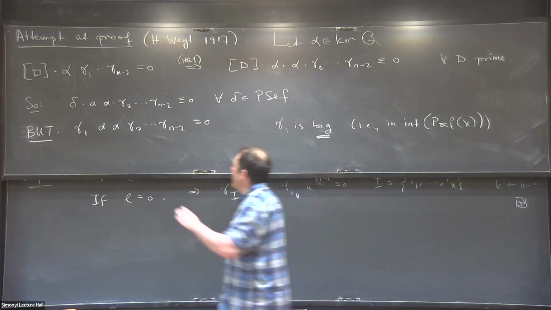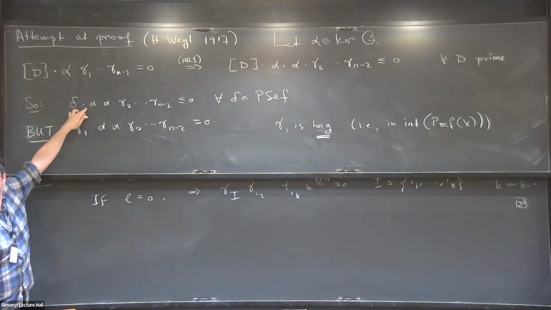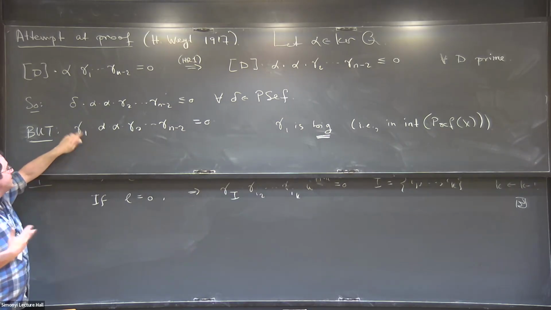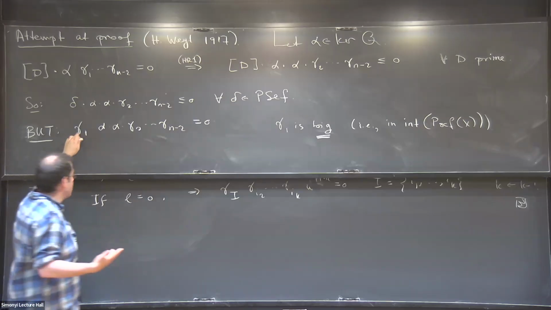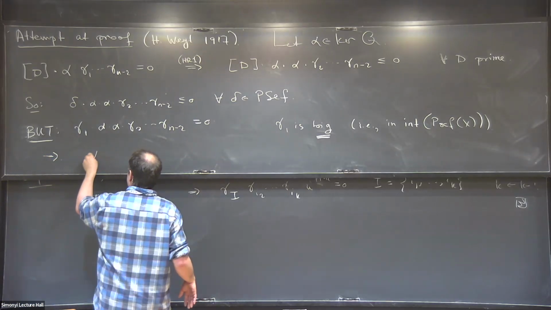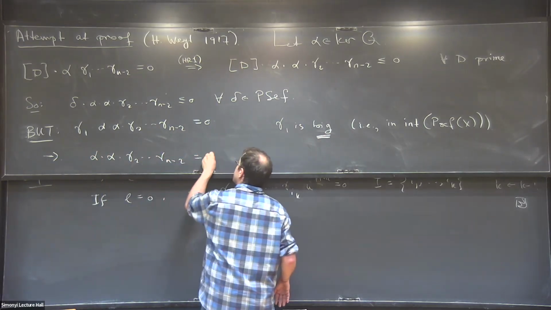So we know that for any pseudo-effective divisor, this is negative, but it's 0 at gamma 1. So I can wiggle gamma 1 and replace it, basically by a perturbation argument, by any other divisor. And therefore, if you agree on my convention for equality, it should be the case that alpha dot gamma 2 through gamma n minus 2 actually equals 0.